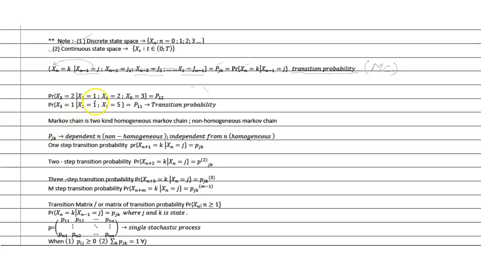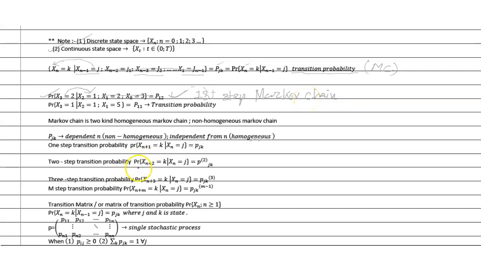Now we will discuss the probability P12. P12 is equal to P(X3 = 2 given X2 = 1). Friends, X1 is cut, because the last is X3 and the second last is X2. So I take this, and this is my P12. This type of chain is the first step Markov chain.